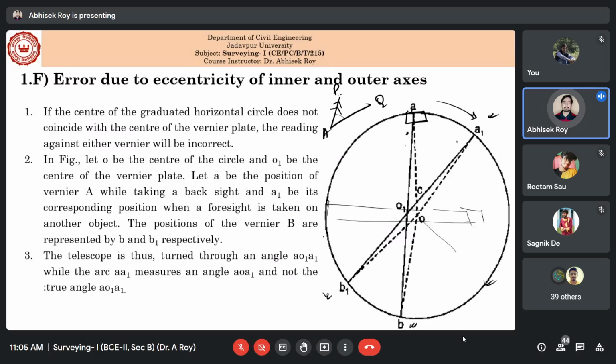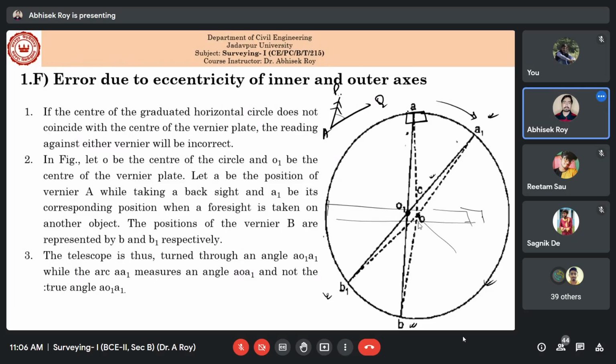What is the center of these verniers? If you join these two verniers, this is A and B, and if you join the new positions A1 and B1, this will be another line. So where they cross, that will be the vernier center, or simply the vernier is moving with respect to this center. But say the actual center of the circle of the main scale is O, then there will be some kind of error as O is not coinciding with O1.